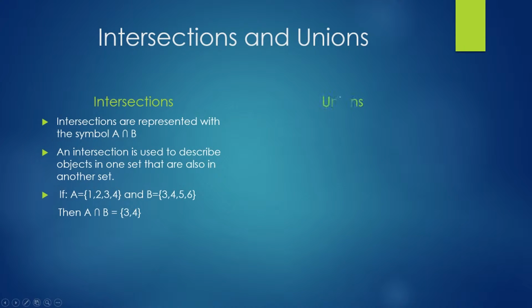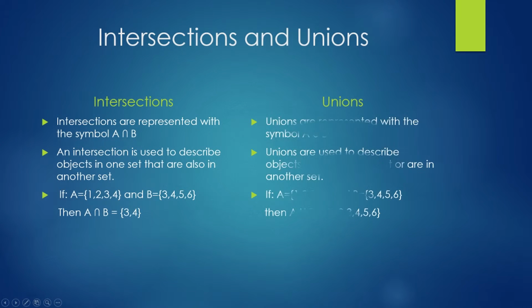The next operation, union, is denoted by a capital U. And union is used to describe objects that are in one set or in another set, essentially combining the two sets together.